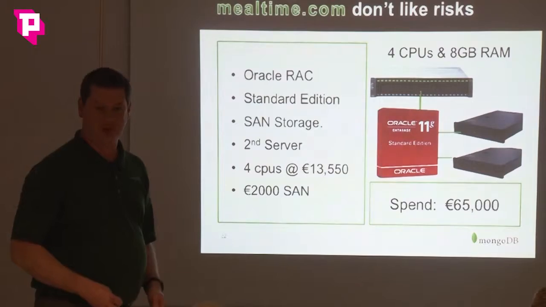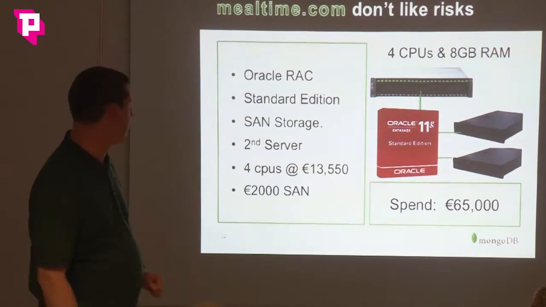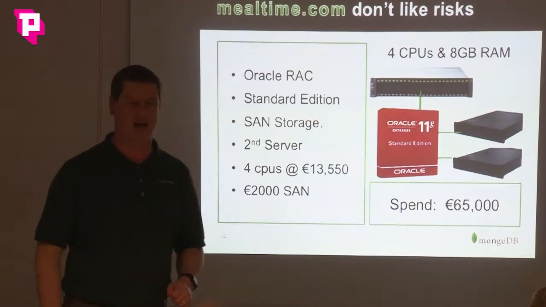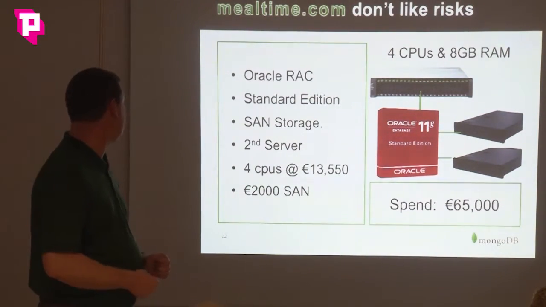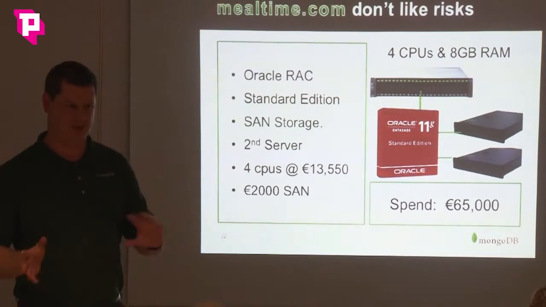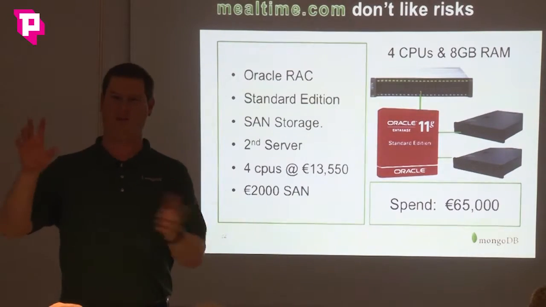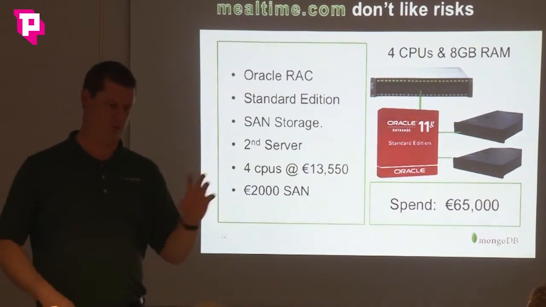So mealtime.com do a bit of research and realize that they're going to need Oracle back. Oracle Real Application Clusters is the only way they're going to get high availability. Okay, they don't get that with Standard One, so they're going to have to move up to Standard Edition. It's complicated naming. Standard One is entry level, Standard for ones above one. So it's not Standard One, Standard Two.